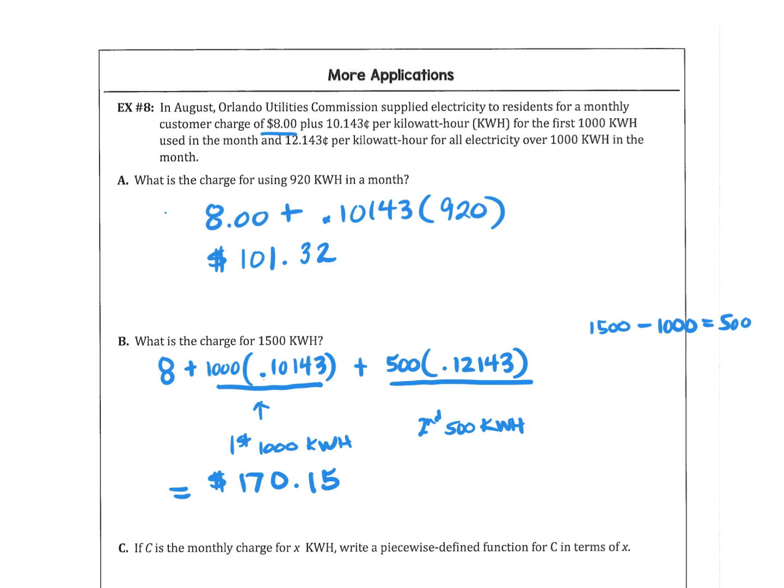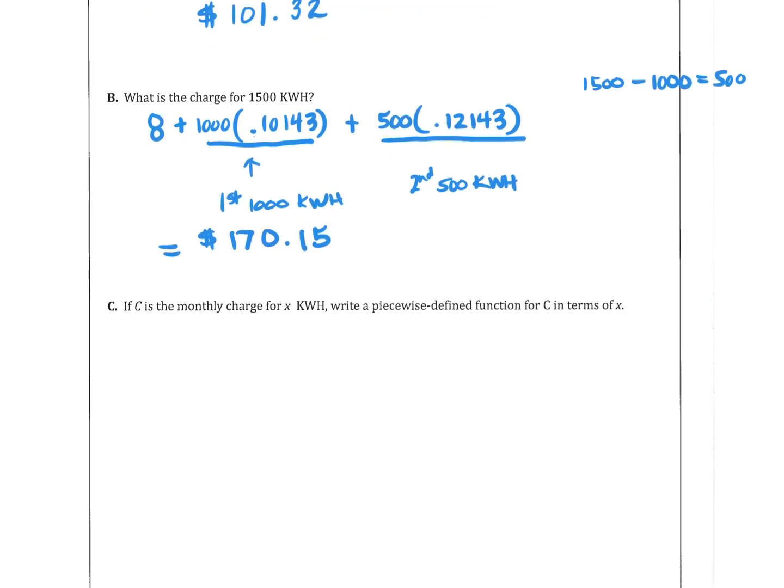All right, guys. So now we need a regular C in terms of X. Let's turn what we did here into a piecewise function. We know my piecewise function is going to have two domains, isn't it? The first domain is going to be from 0 to what? And then everything greater than 1,000 gets the second piece, doesn't it?